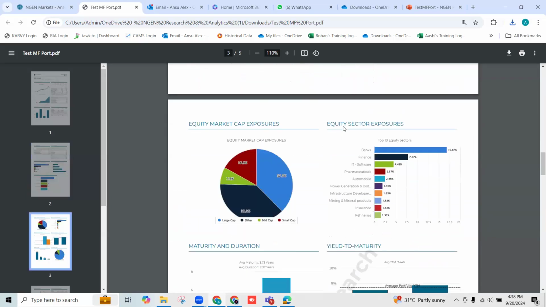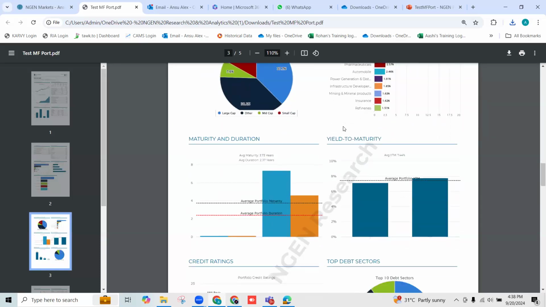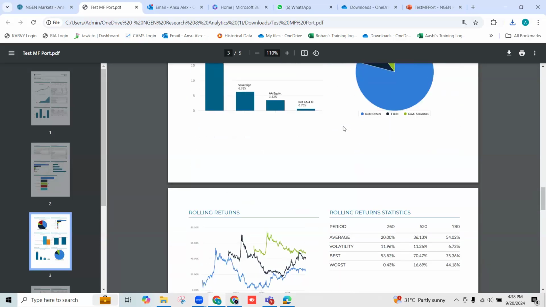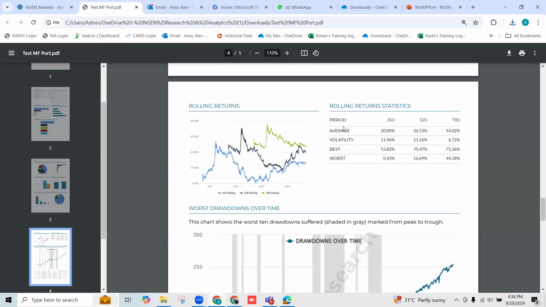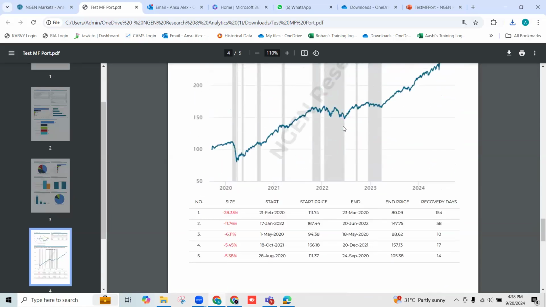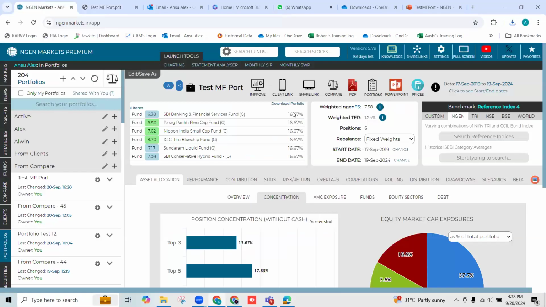Followed by that, the equity market exposure and the debt exposure, if there are any in the portfolio. And lastly, the rolling returns and the drawdowns tab. So this is the portfolio level PDF that gets generated. We also have two link options that could be shared with your client as well, a share link and a client link. Now you click on this share link.